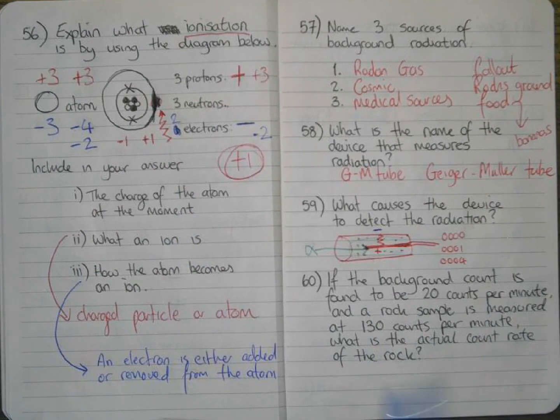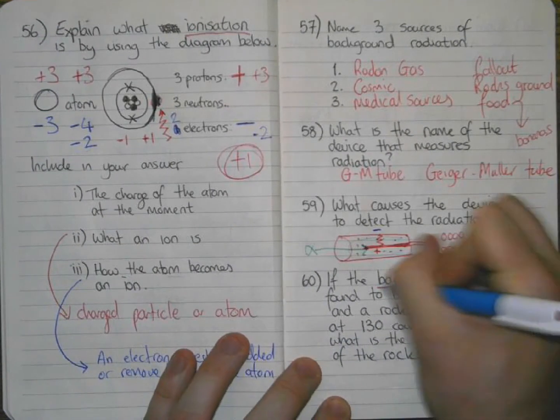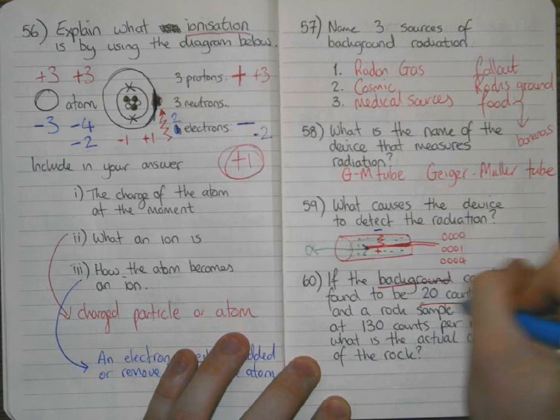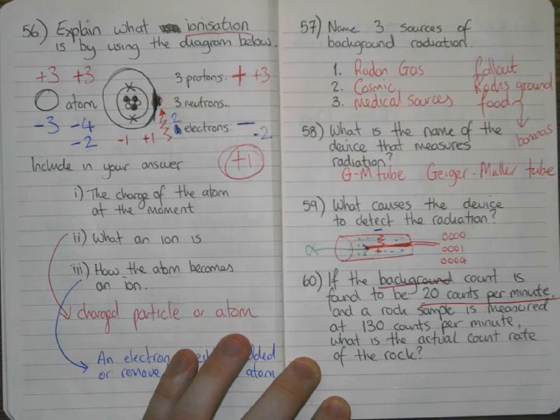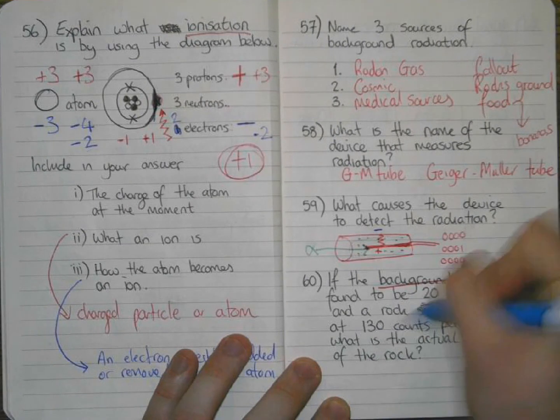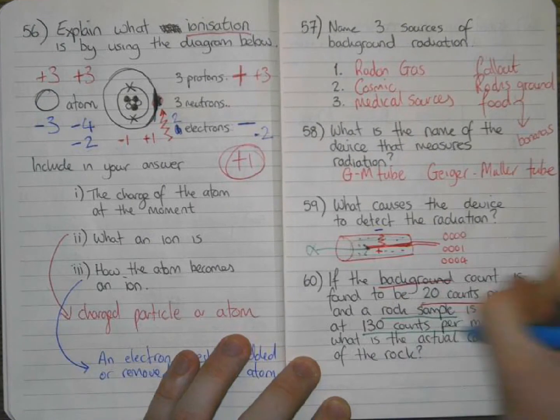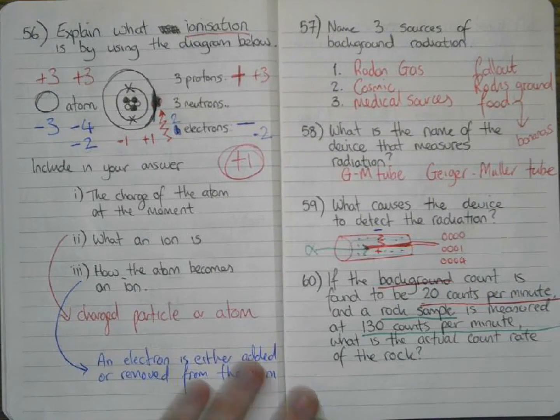If the background count is found to be 20 counts per minute, and a rock sample is measured at 130 counts per minute, what is the actual count rate of the rock? So let's do what we normally do and pick out the numbers in the question. So the background count is 20 counts per minute, and the rock sample is 130 counts per minute.